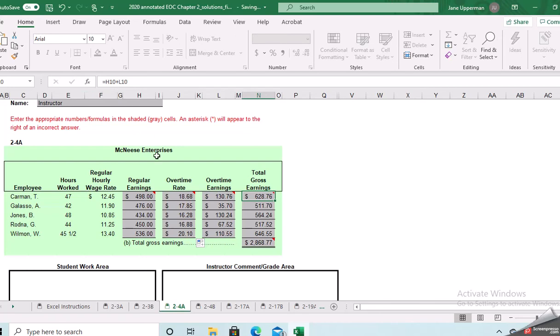Okay, then the next one that I assigned or wanted you to look at is not that one.